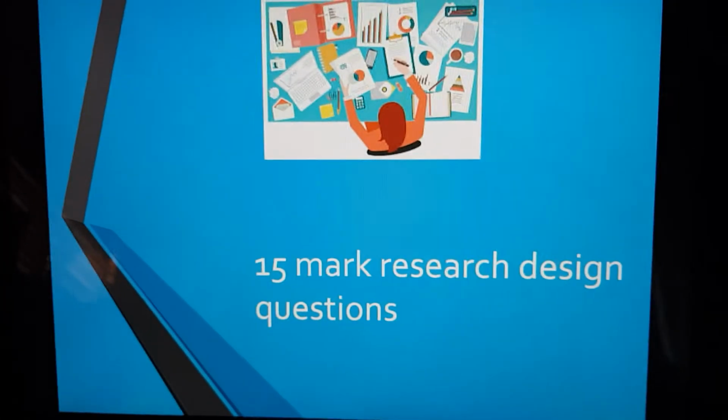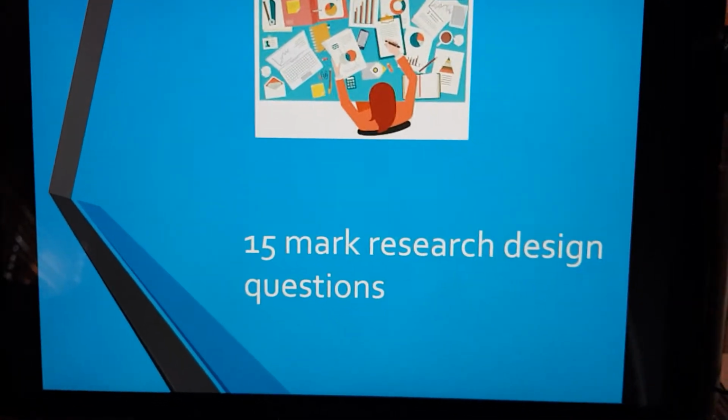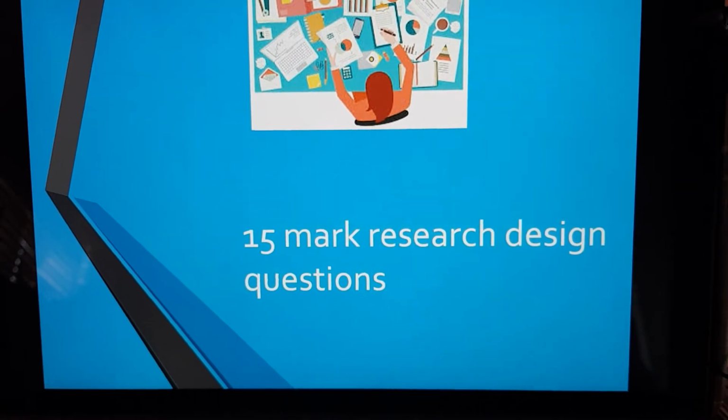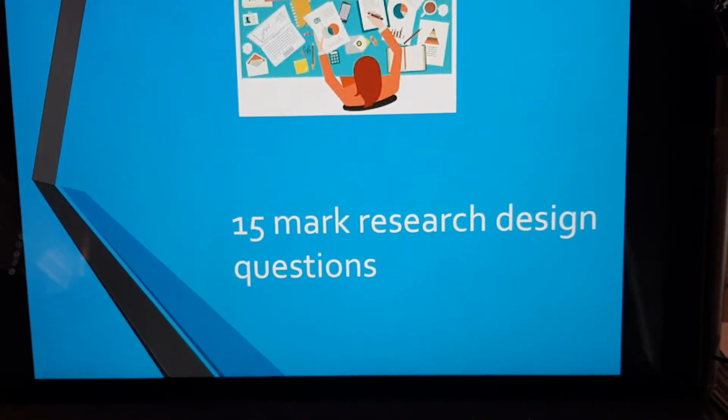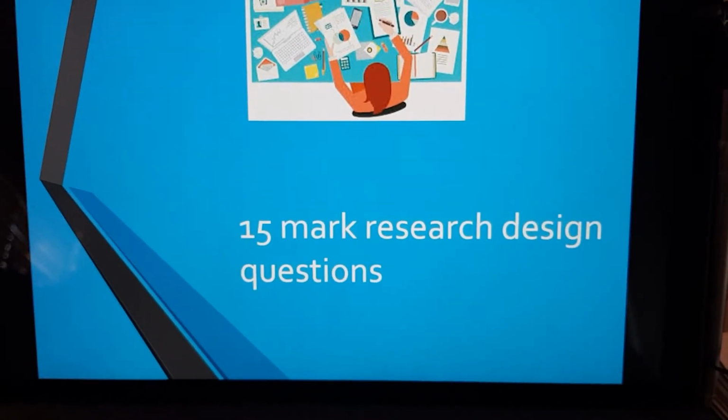So, final bit of the research method specification is answering 15 mark research design questions. Okay, so you're going to get one of these on the exam paper without question. Okay, so there will be a 15 mark question.